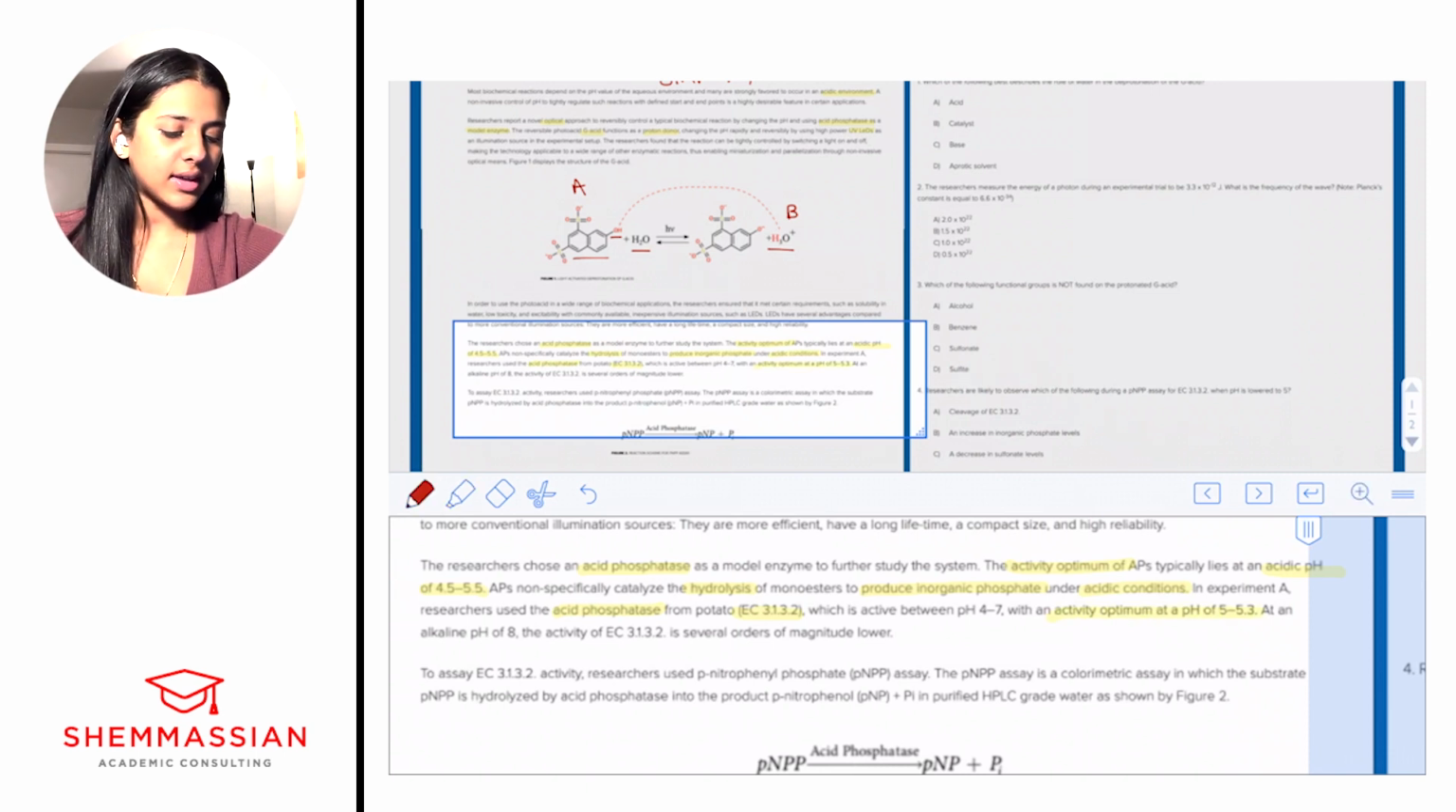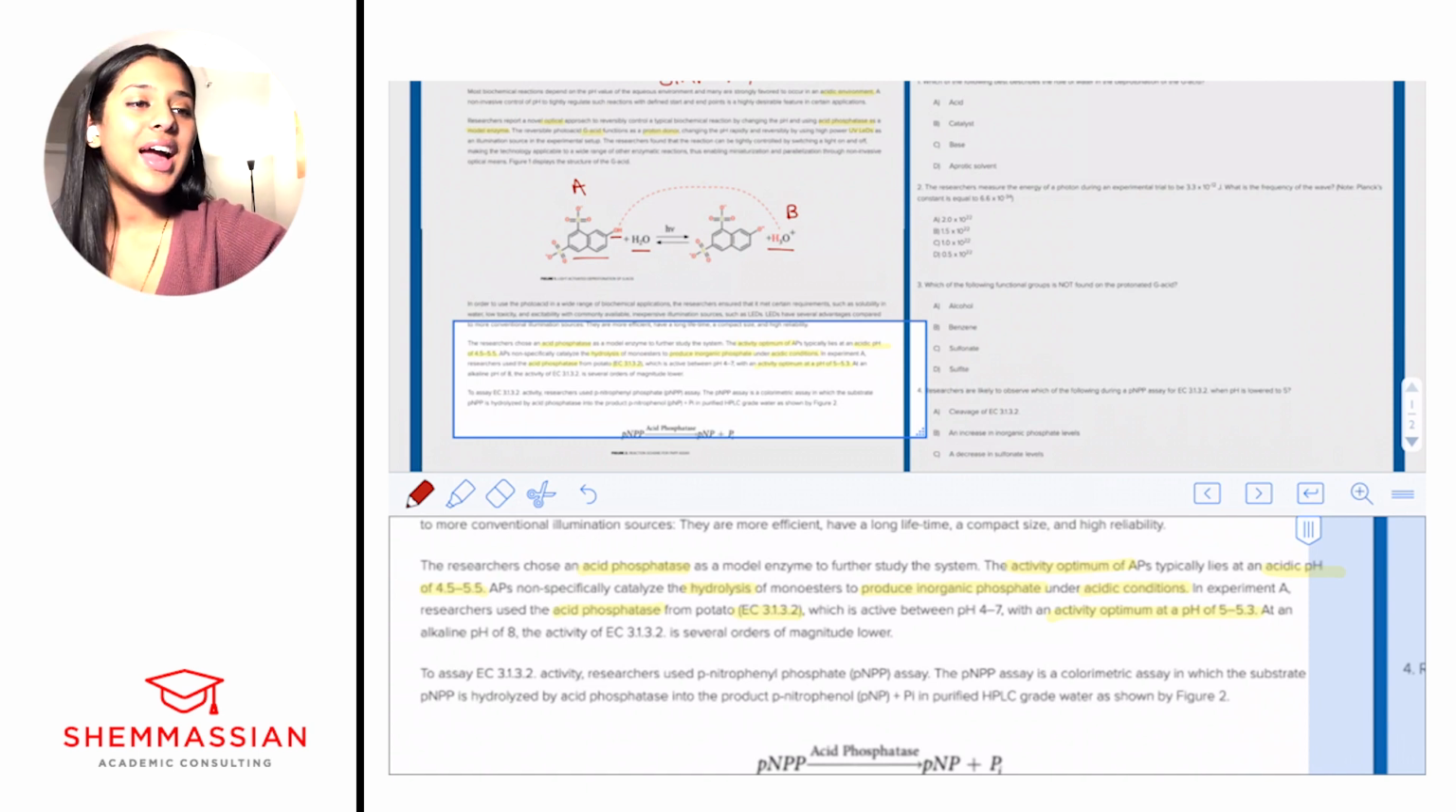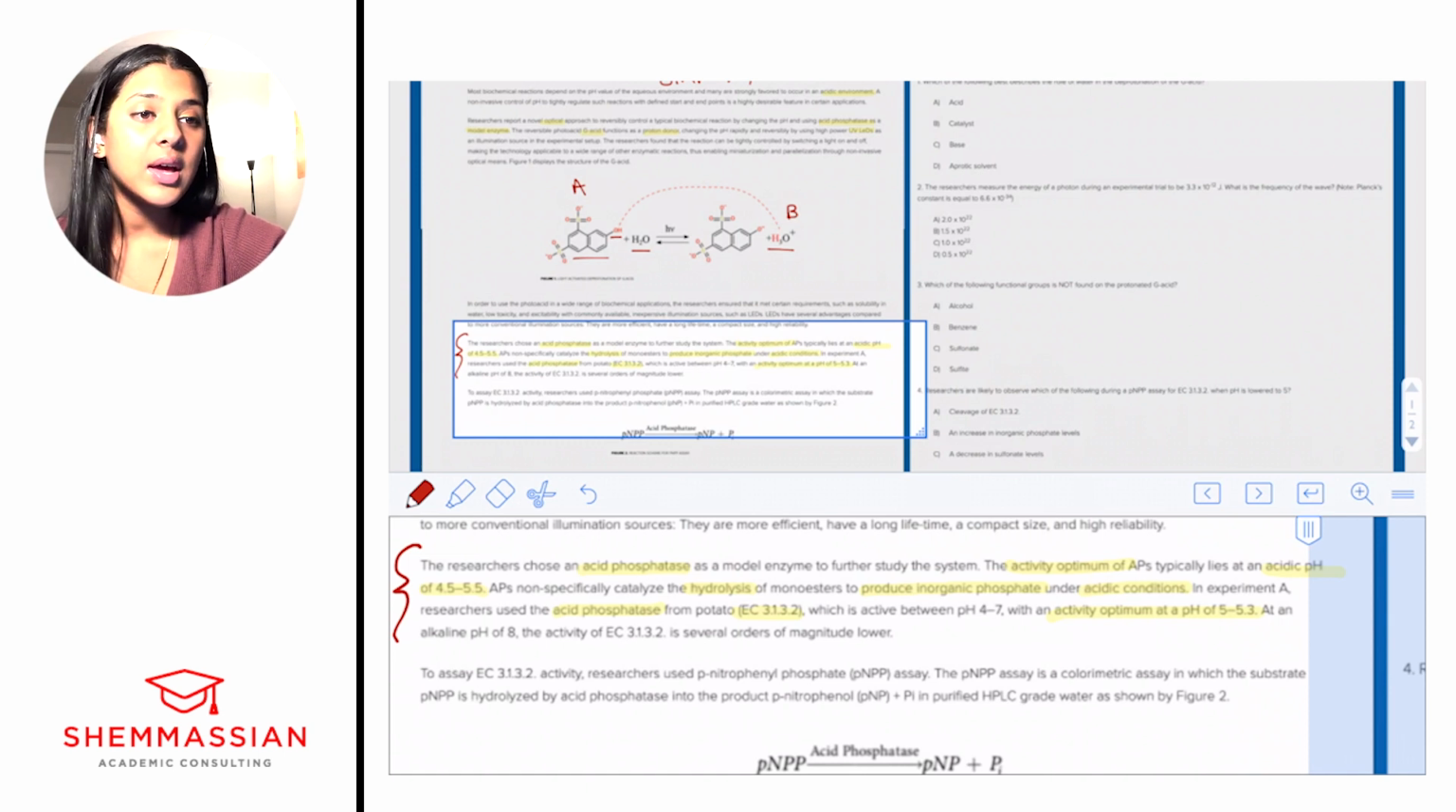Okay, to assay the EC 3.1.3.2 activity, researchers used p-nitrophenyl phosphate, the p-NPP assay. The PNPP assay is a colorimetric assay in which the substrate PNPP is hydrolyzed by acid phosphatase into the product PNP plus inorganic phosphate, Pi, in purified HPLC grade water as shown by figure 2.